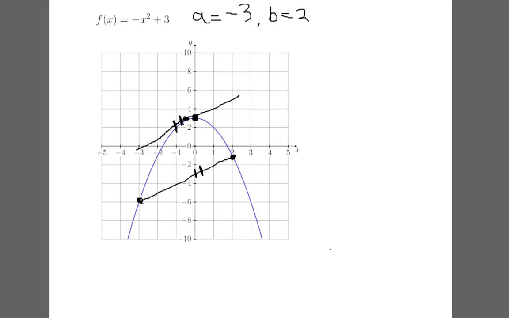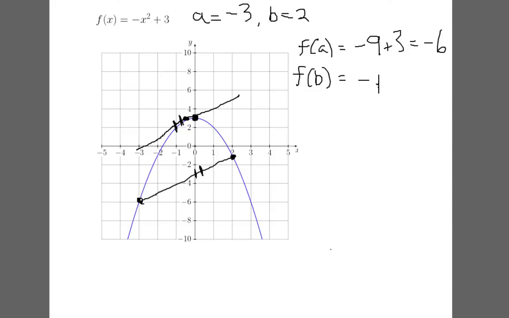So let's see. First, we'll evaluate our function at a and b. So f of a, we chose -3 to be our a. So the opposite of -3 squared would be -9. You add 3, you get -6. And then we have our function of b, which is 2. So it'd be -4 plus 3, so it'd be -1.